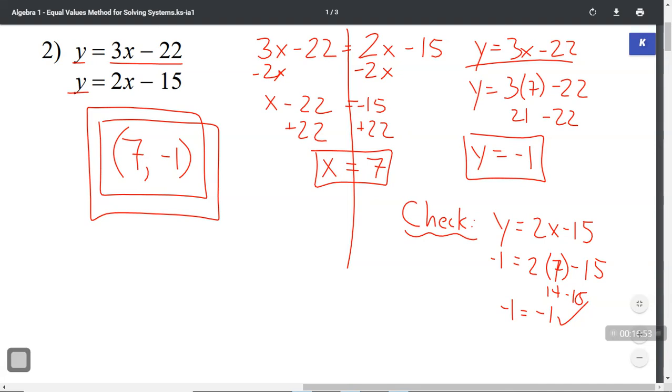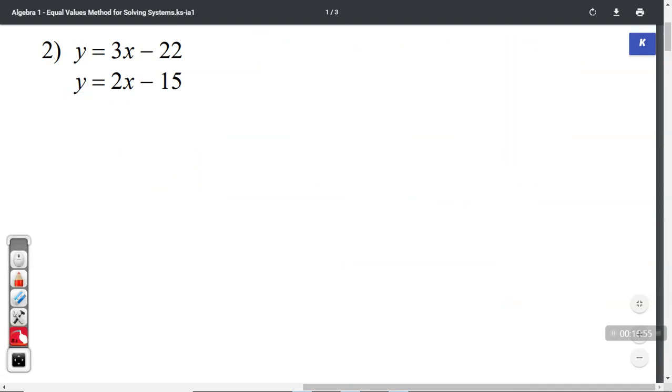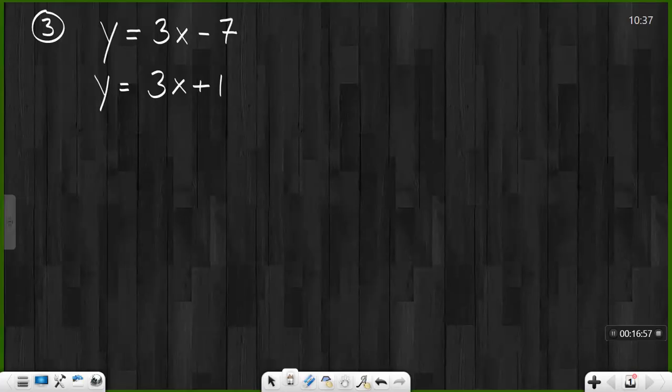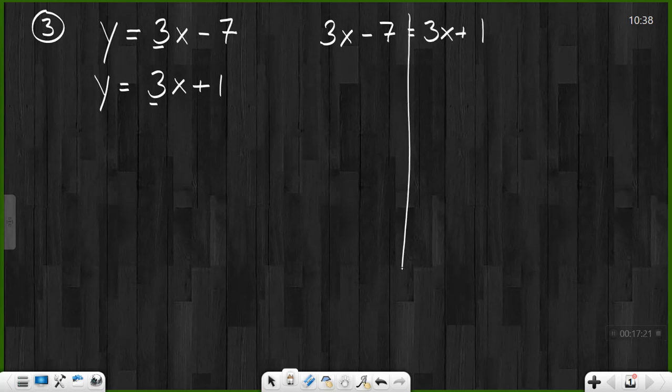Let's take a look at some special case examples. All right, taking a look at this example here, as we see, it looks like it starts the same way. They both set equal to y, and they both start with 3x, but the tail end is different. Right away, I can recognize that these two lines are parallel because they both have the same slope. And that's going to be important here. Let's solve it algebraically as we've been doing. So, as usual, we're going to take 3x minus 7 equals 3x plus 1. And we're going to solve for x.